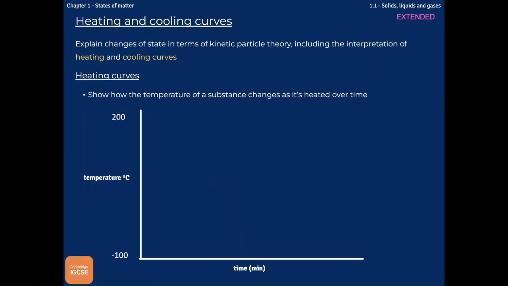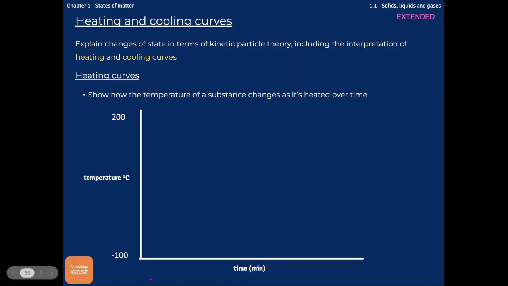So, now we're going to talk about heating and cooling curves. And these are graphs that can be really useful. We're going to learn how to read them and what they mean. And on these graphs, we have temperature on the left, and in this case, it's in degrees Celsius, and time on the bottom. And in this case, it's in minutes. So heating curves, we're going to start with a heating curve, and then we'll get to a cooling curve. Show how the temperature of a substance changes as it's heated over time.